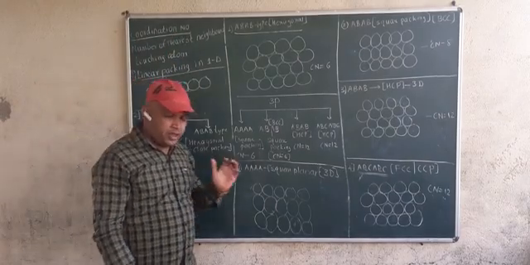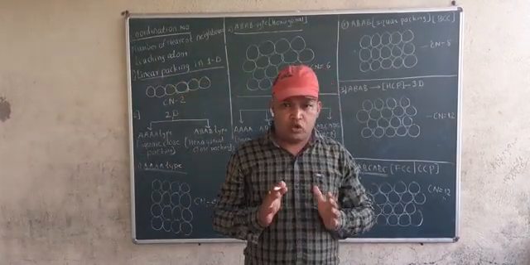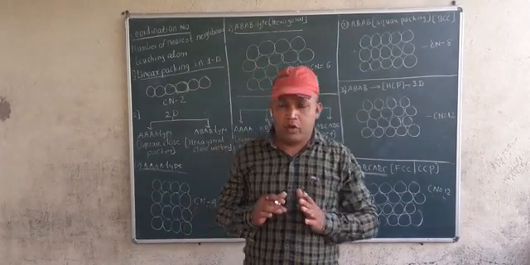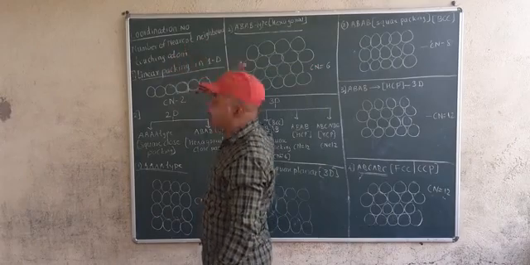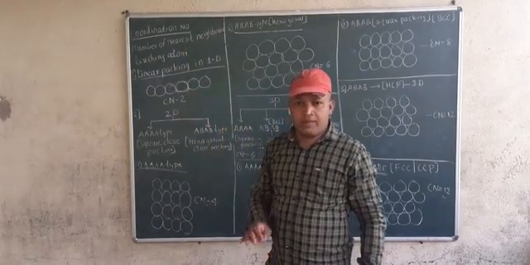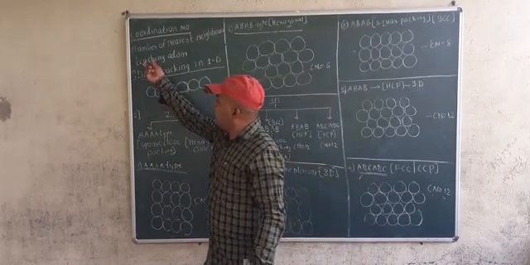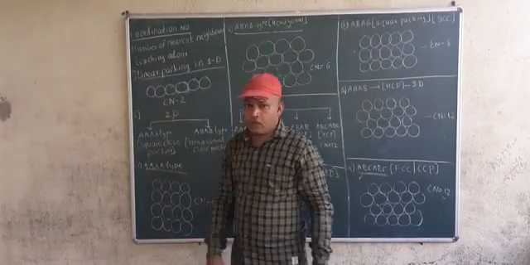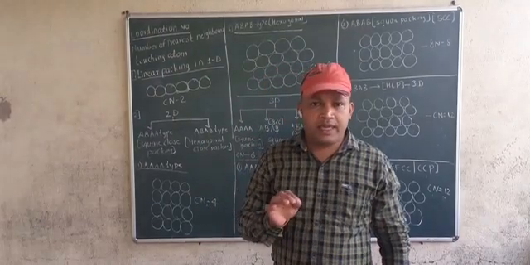Now, students, in this concept, your imagination power is more important. So, try to imagine what I'm saying. Okay. Now, what is the coordination number? Number of nearest neighbor. What is nearest neighbor? That is touching atom. So coordination number can be represented by Cn.